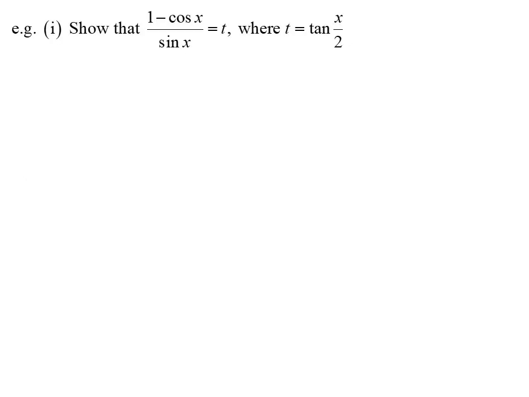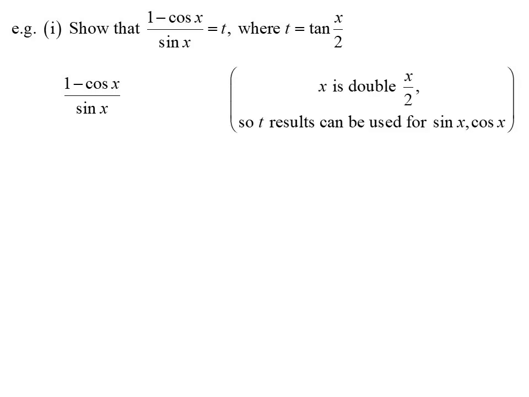We're going to show this expression, but notice they need to define what t is going to be. So if they want me to show this as t, we need to know, well, what's t? T in this case is the traditional tan x on 2. Okay, we'll sub in the t results. And we can use the t results because x is double x on 2, or if you prefer, x on 2 is half of x. So yes, I can now use those t results for the sine and the cos of x.